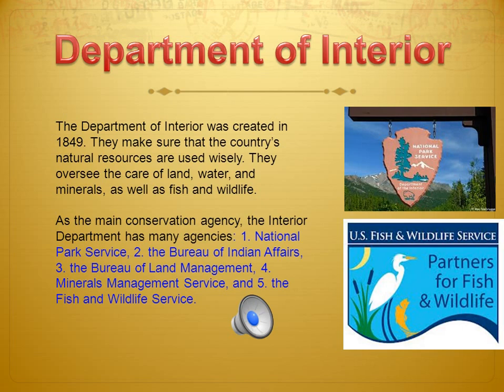The department has 4 main conservation agencies. I'm going to list them off. The first one is the National Park Service. The second one is the Bureau of Indian Affairs. The third is the Bureau of Land Management. And the fourth is Minerals Management Service. And the final one, the Fish and Wildlife Service.